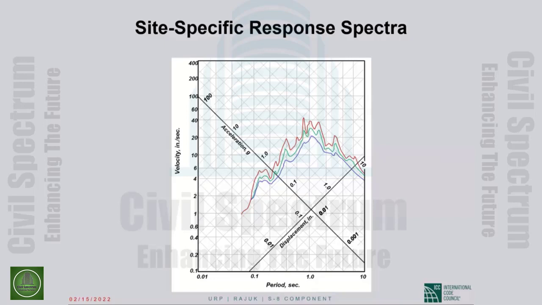The smart thing to do is to collect the spectra of many earthquakes that have happened in the region in the past, and then take an average. That takes us towards a design spectrum. We then will start going from a response spectrum to a design spectrum.